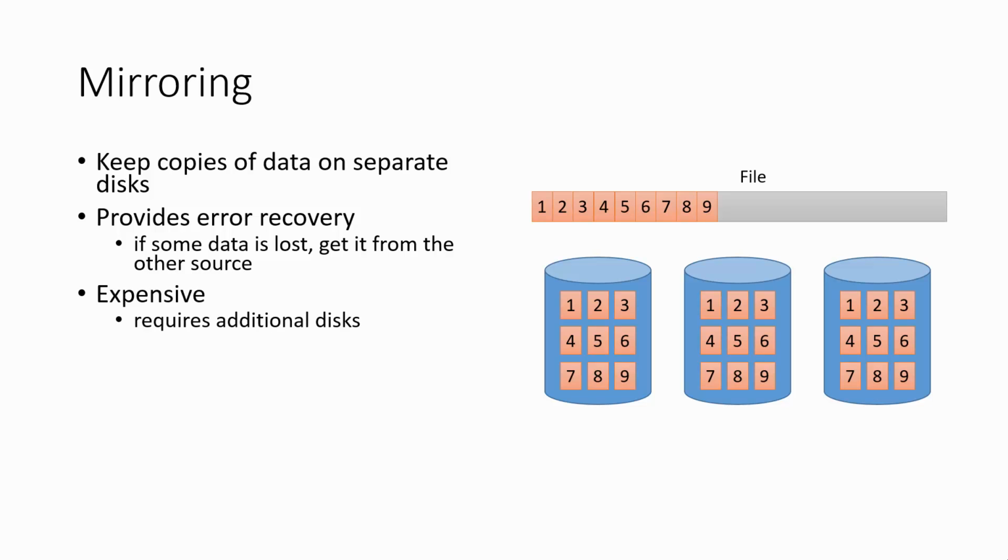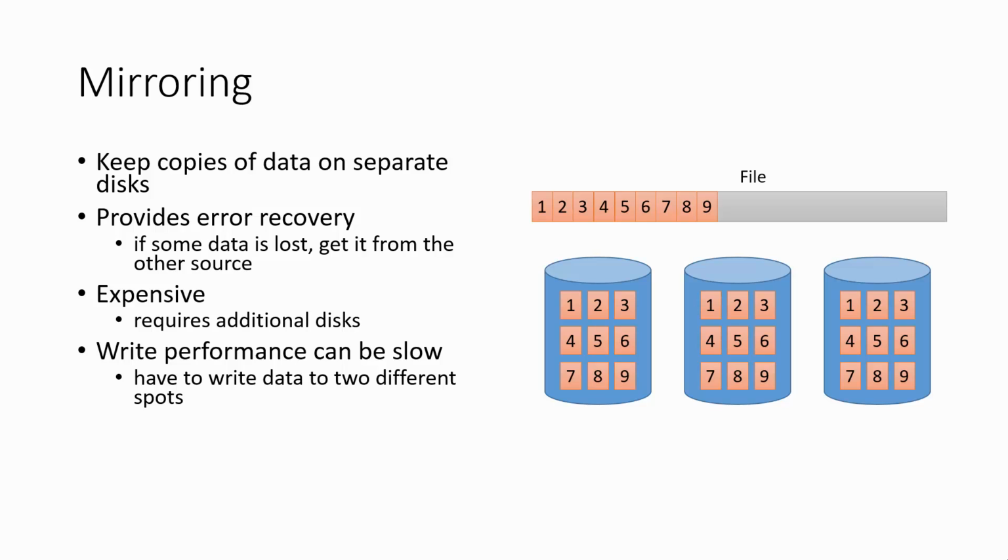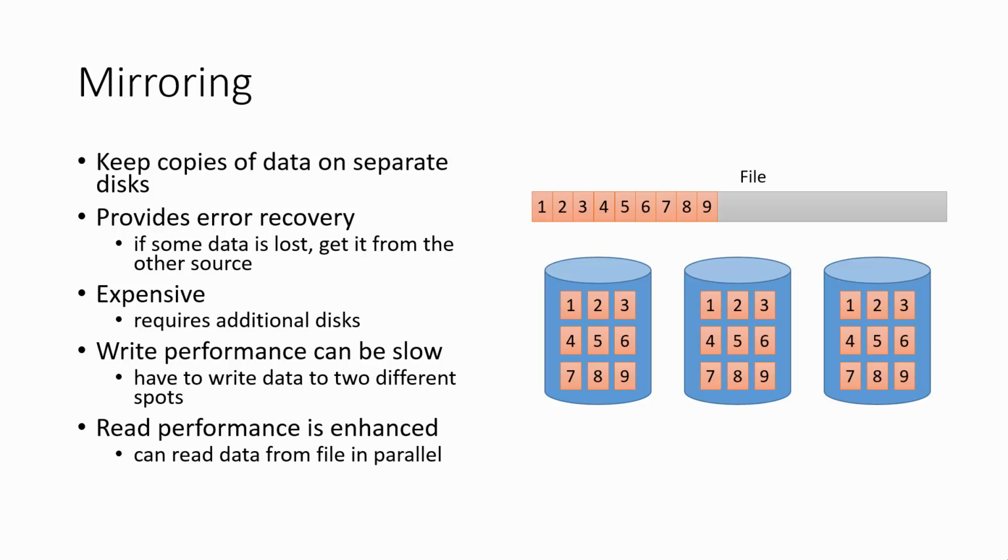However, as you can imagine, mirroring is expensive. It requires additional disks, and you do not gain capacity as you add disks to a mirror set. So even if you have 2 1 terabyte drives, if you use them in a mirroring arrangement, you only get a single terabyte of usable space. Another problem with mirroring is that write performance could be slow because you now have to write data to 2 different spots, and it depends on how advanced the disk controller is. But at the same time, read performance can be enhanced because if there are multiple processes that are trying to read a single file, you could read them from 2 disks in parallel.